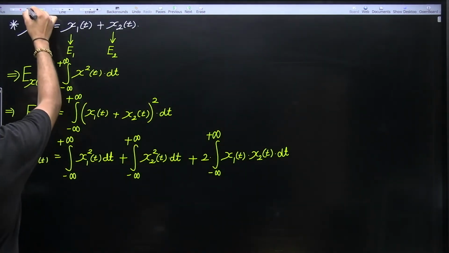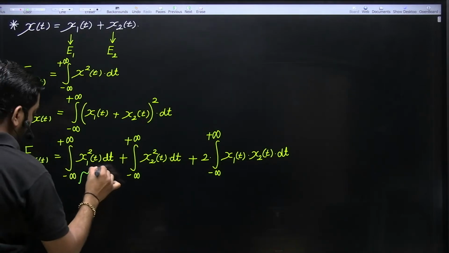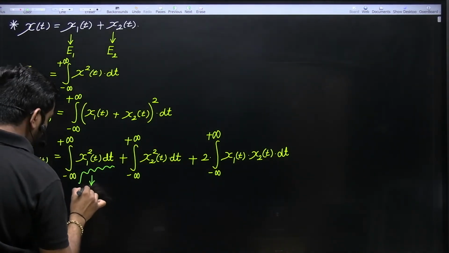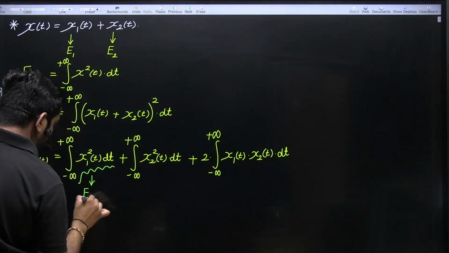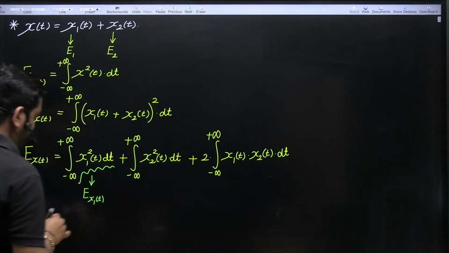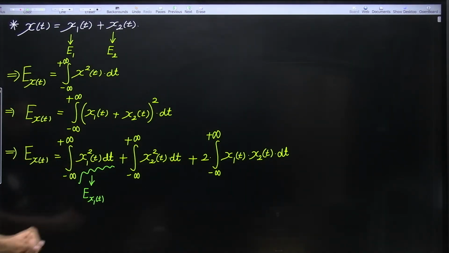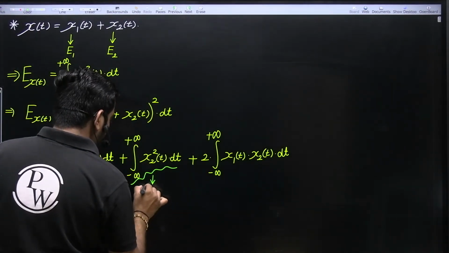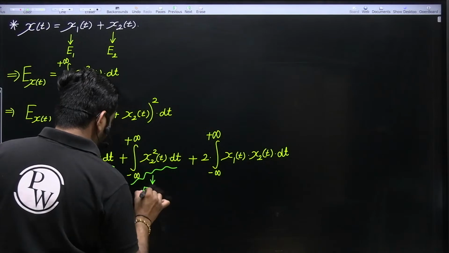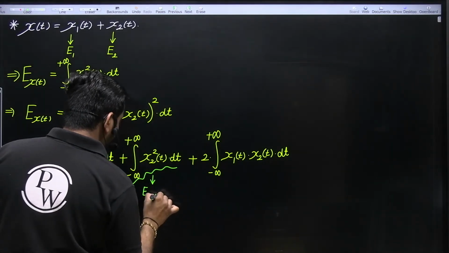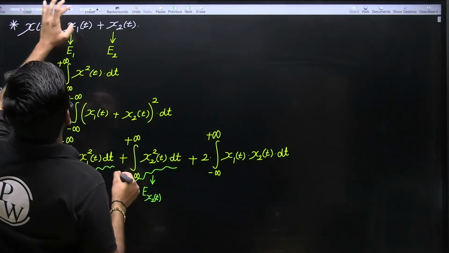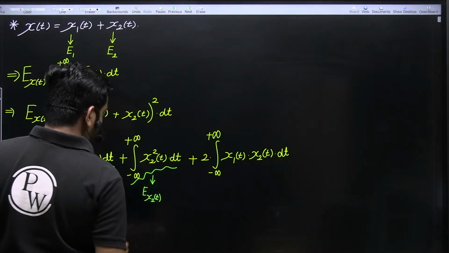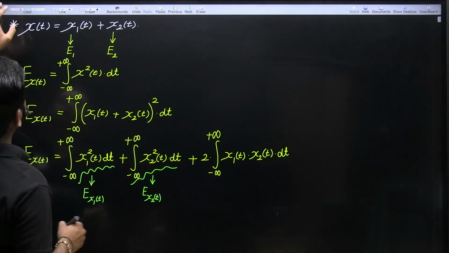Now observe the first part, guys. This is nothing but the formula to calculate the energy of x1 of t. Yes or no? Second part, this is also the formula to calculate the energy of x2 of t, correct? And what about the third part, guys?